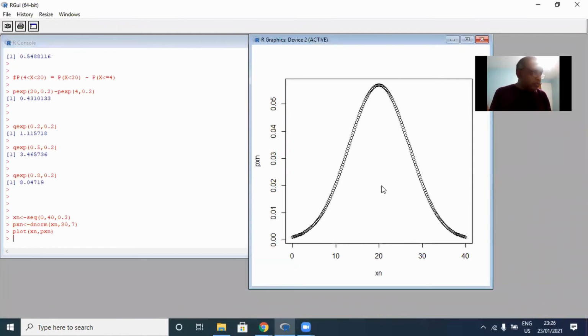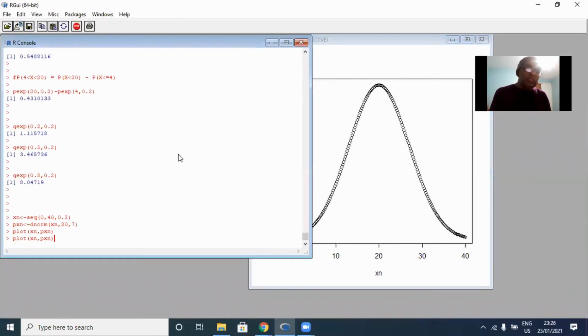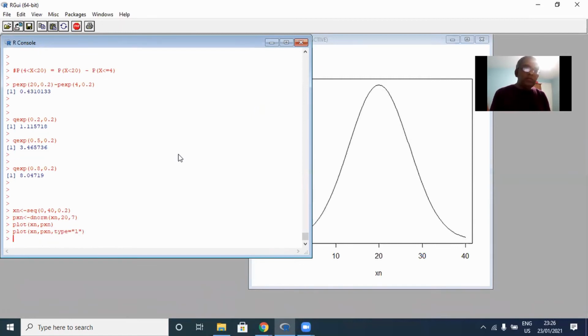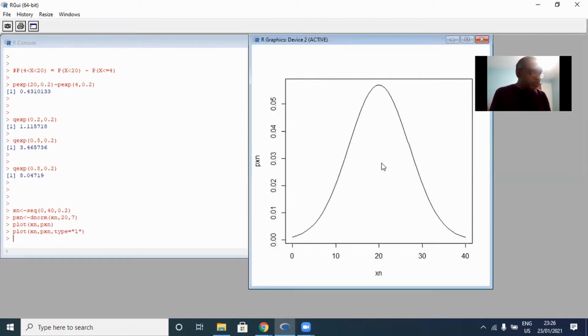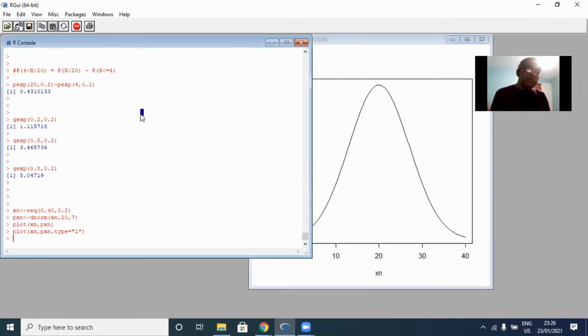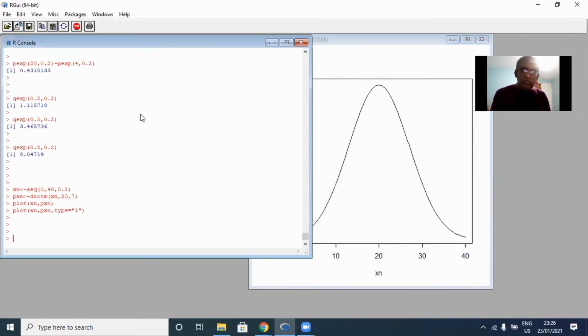So this is what you get, right? Once again, you should use type equal to L for line. You will get a line plot looking like this, okay? All right, the next thing we want to do is to compute the 3 different probabilities.